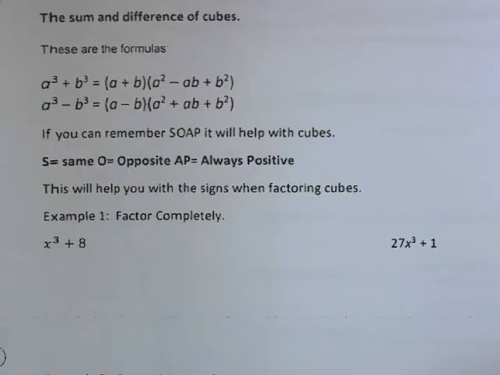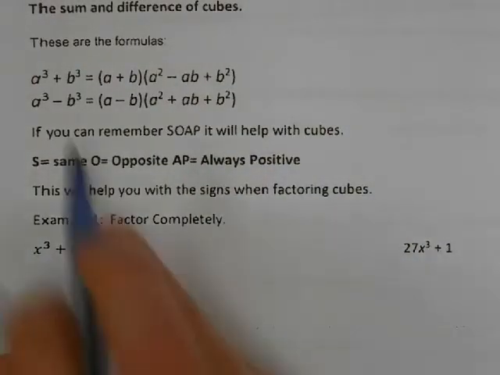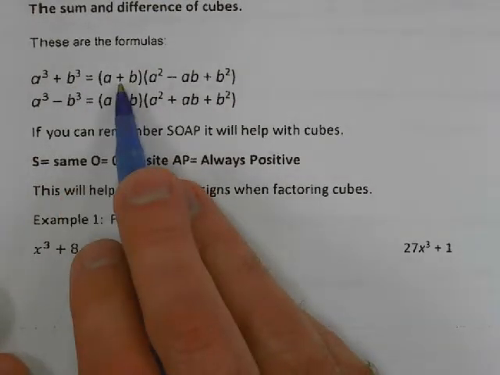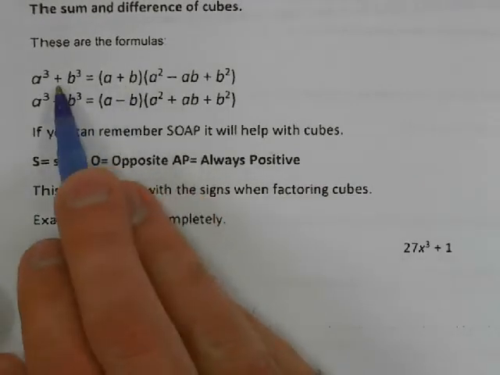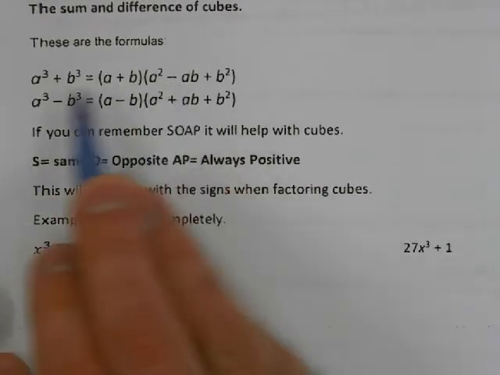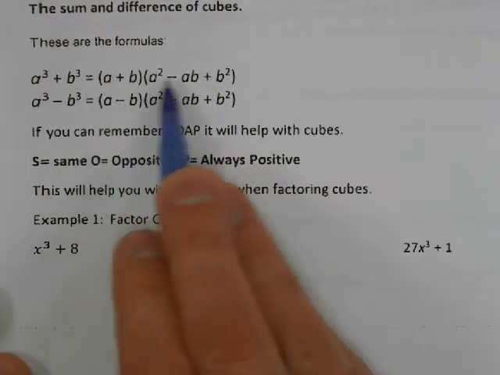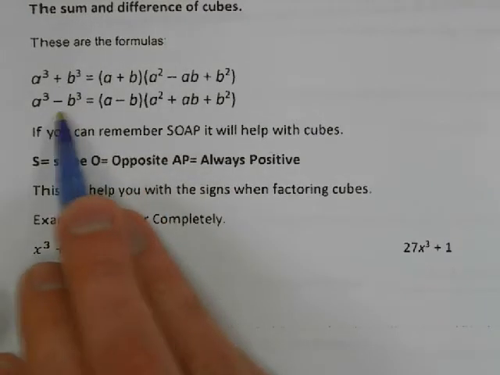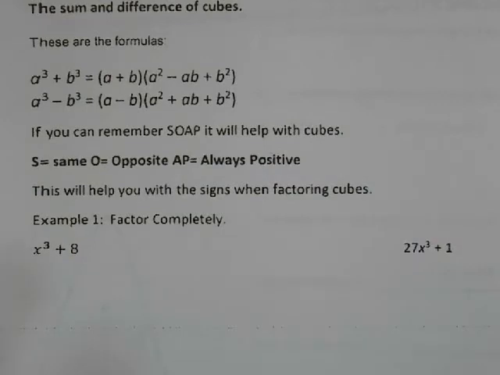So SOAP is kind of like an acronym. It helps us remember what signs go where. If I have a cubed plus b cubed, okay, well, my signs are going to be positive, negative, positive. In other words, the S stands for the same as that sign, O stands for the opposite of that sign, and then the last sign is always positive. So same, opposite, always positive, relating to that sign there. So if it's negative, well, then it's same, opposite, always positive, so the first two switch. Okay, so again, SOAP will help us remember what the signs are going to be.